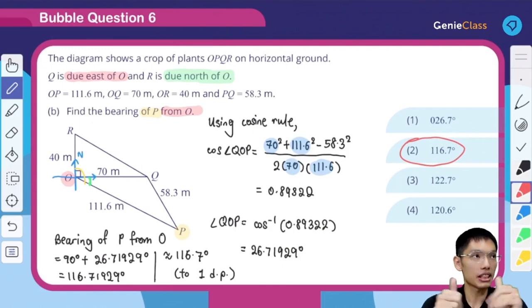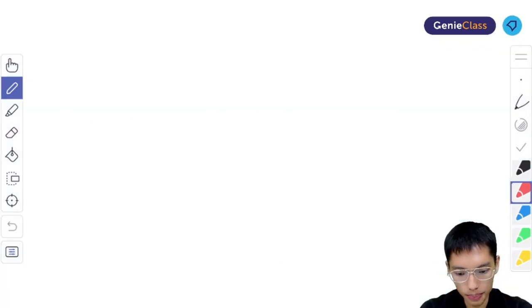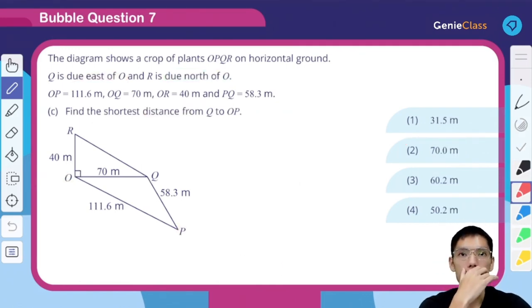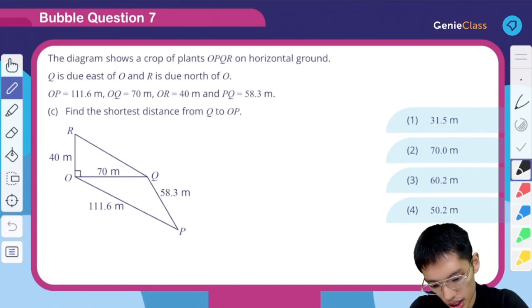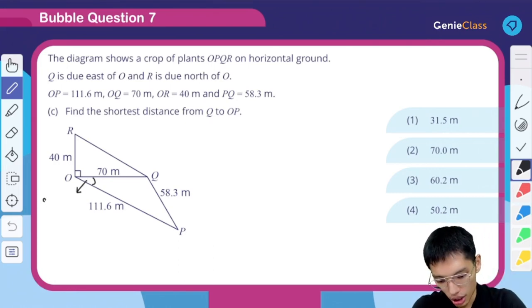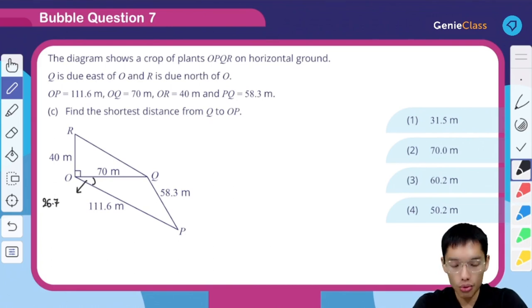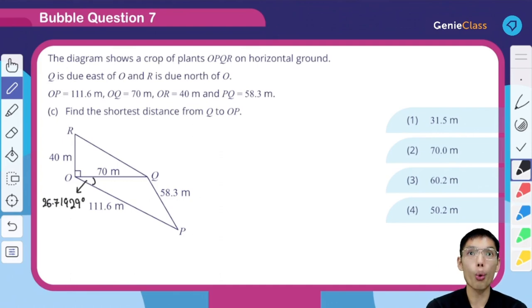Okay, very good, going good. Now 2 more questions to go. Bubble question number 7. Certain things you may need, let me just write down for you. For this question, you will need this angle which we found from the previous part: 26.71929. I want to find the shortest distance from Q to OP. You may wonder, shortest distance, how do I find it? But one concept over here will allow you to find it. Alright, launching the bubble launcher. In 3, 2, 1, let's go.